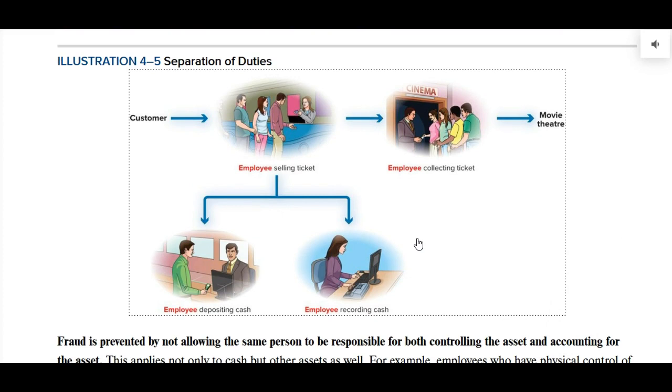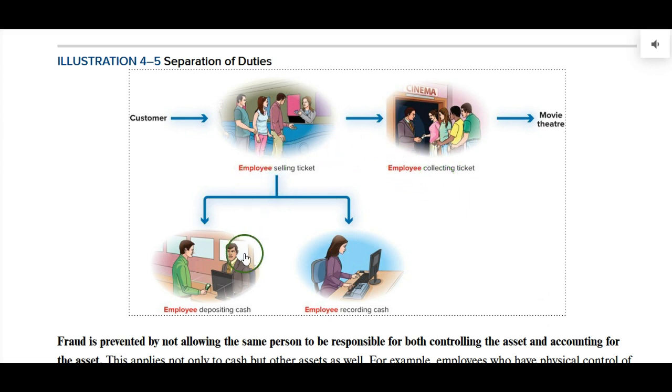In a theater situation, a customer walks in the door, and you have an employee selling a ticket. And we've all done this. We buy the ticket at the counter, we walk through, and another employee collects the ticket. Now, if you had the same person selling the ticket and waving you on through, then that person could ring up a sale, take your cash, wave you through, and put the cash in his or her pocket. But having two different employees with two different job functions sets up better internal control.